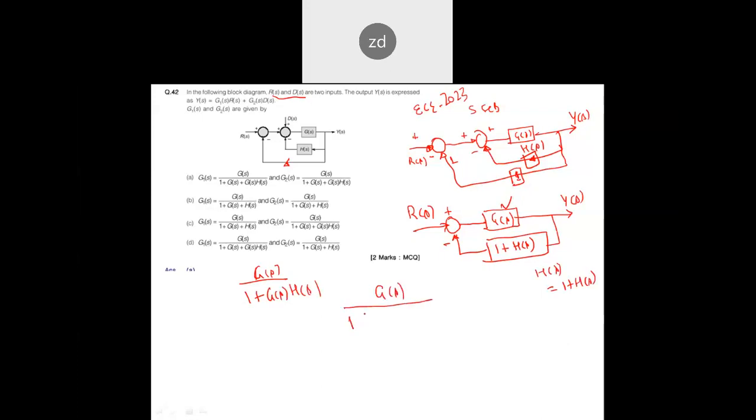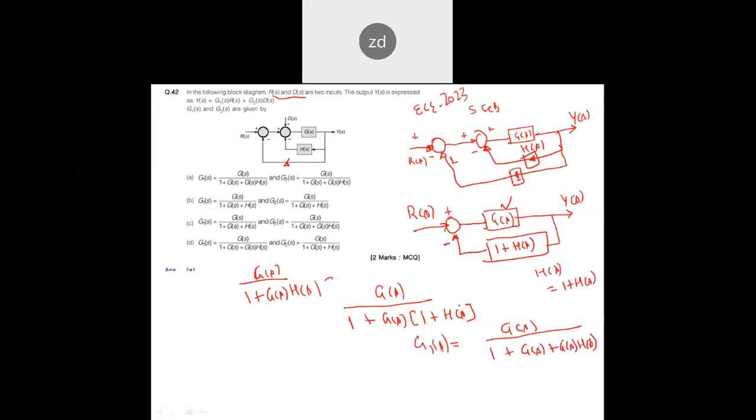Instead of H of S, you will get 1 plus G of S. Instead of H of S here, you will substitute 1 plus H of S. So if you just break down this block, you get the value of G of S over 1 plus G of S plus G of S H of S. So this is the value of G1 of S.